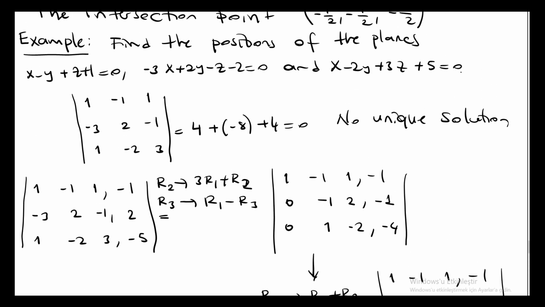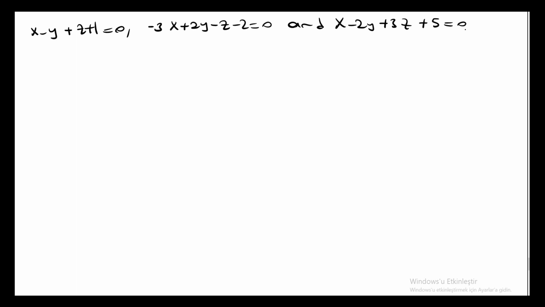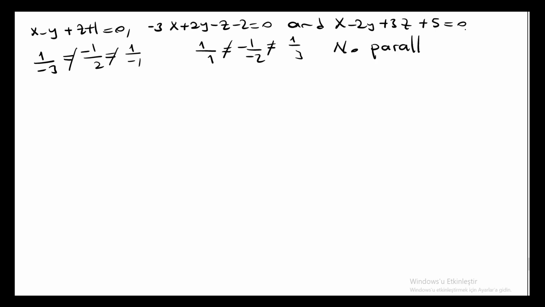So let me bring these planes here. Now let me check the parallelity. 1 over negative 3 is not equal to negative 1 over 2, which is not 1 over negative 1. So these two are not parallel. So let me check the other parts. 1 over 1 equals negative 1 over negative 2, but not 1 over 3. Okay, no parallelity. So there is no intersection point, there is no intersection line, and also there is no parallelity at all.